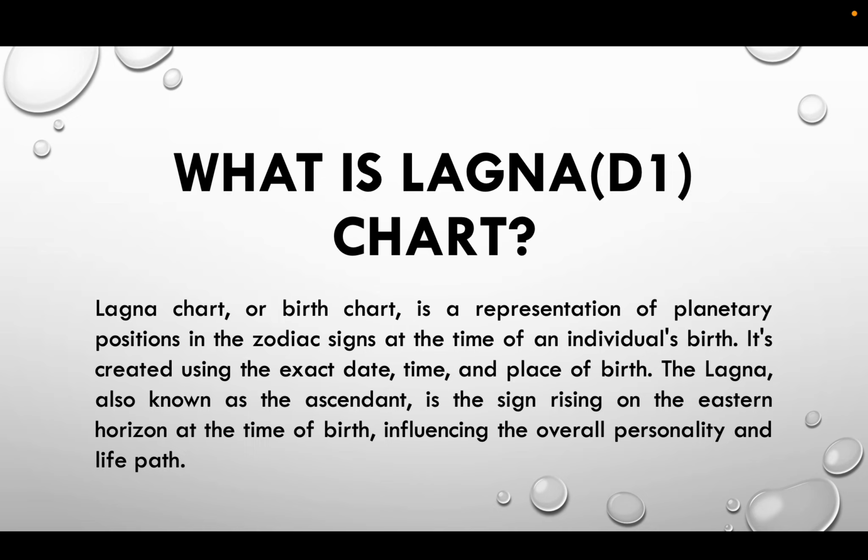In that particular app you will see the name either Lagna chart or the D1 chart. As mentioned here in the slide, the D1 Lagna chart is also called the birth chart. It is the representation of the planetary positions in the zodiac signs at the time of an individual's birth. It's created using the exact date, time and place of birth. The Lagna, also known as the Ascendant, is the rising sign on the eastern horizon at the time of birth, influencing the overall personality and the life path.